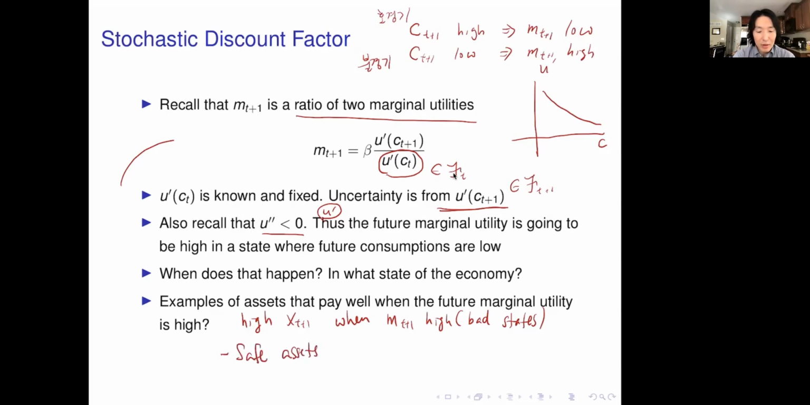아니면 gold, 금. Or 무위험 채권들, riskless assets. For example, like U.S. Treasury bonds. 미국 국고채. These kind of assets will pay well when future marginal utility is high. Therefore, their prices are high. Well, you can think of gold. Why is the price of gold so high? Because gold is a safe asset. It's an asset that pays off well when future economy is bad.